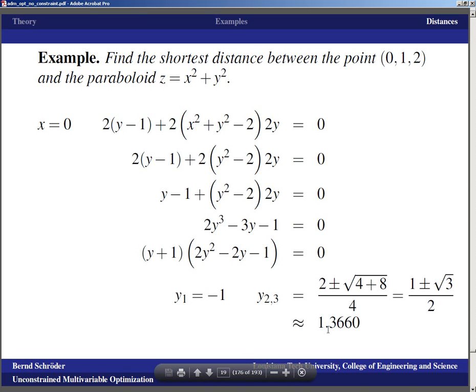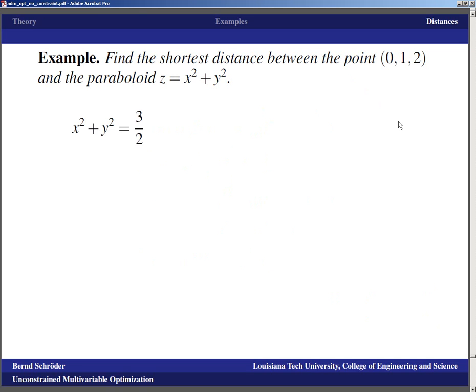And those numbers are approximately 1.3660 and -0.3660. So those are the x value 0 and the y value 1, x value 0, y value approximately 1.366, and x value 0, y value approximately -0.366. Those are three candidates for the point where the shortest distance between the point and the paraboloid is realized.